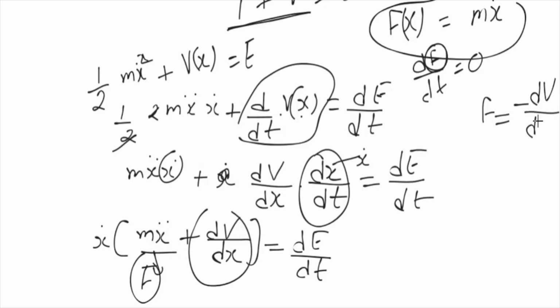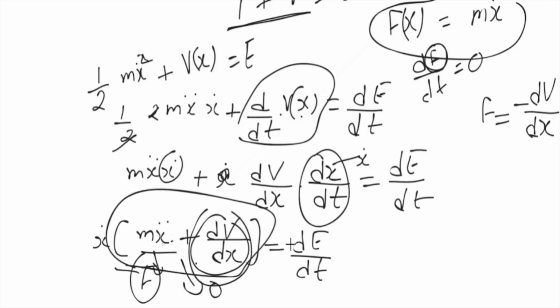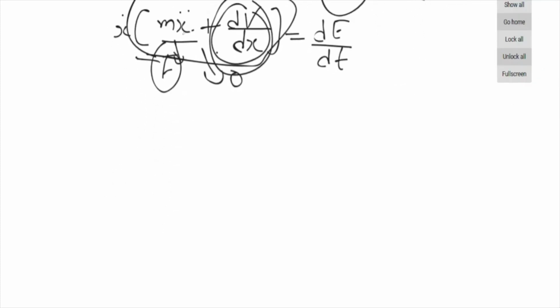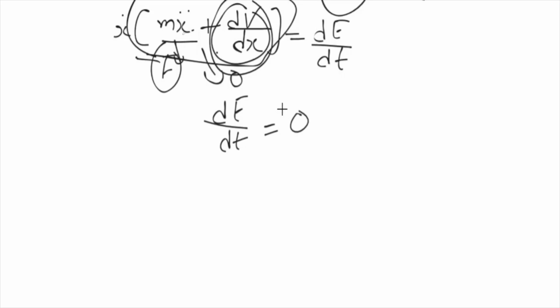that F is equal to minus dV upon dx. So it is mass times acceleration, or force, and it is also a force but negative. It means this term is equal to 0. So if the left side is equal to 0, it means the right side dE upon dt can be written as dE upon dt is equal to 0. What does it mean?